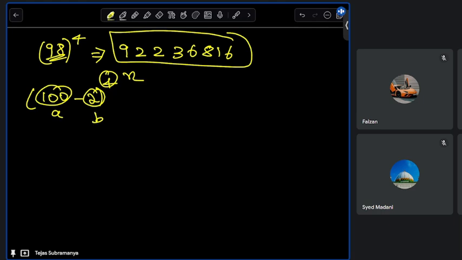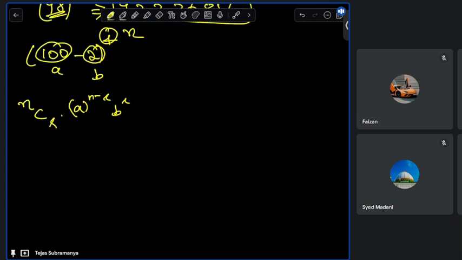So first, write the formula. NCR, A to the power N minus R, B to the power R. Next, what do you do? N's value in your case is 4. 4C0. You'll start from 0, no? R. A is what in your case? 100, to the power N minus R, 4. B is nothing, ignore, because to the power 0 it becomes 1. Correct? Plus, next it becomes 4C1.